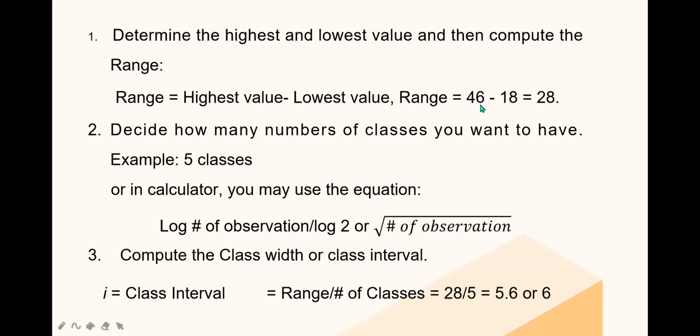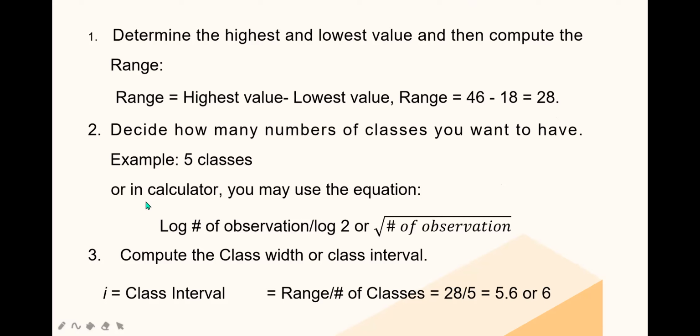So if we're going to subtract this, it is equal to 28. And this 28 is what we call a range. Okay, take note of the word range. So number one, we're going to get the range. And our range is what? Highest value subtracted by lowest value, and that is 28.